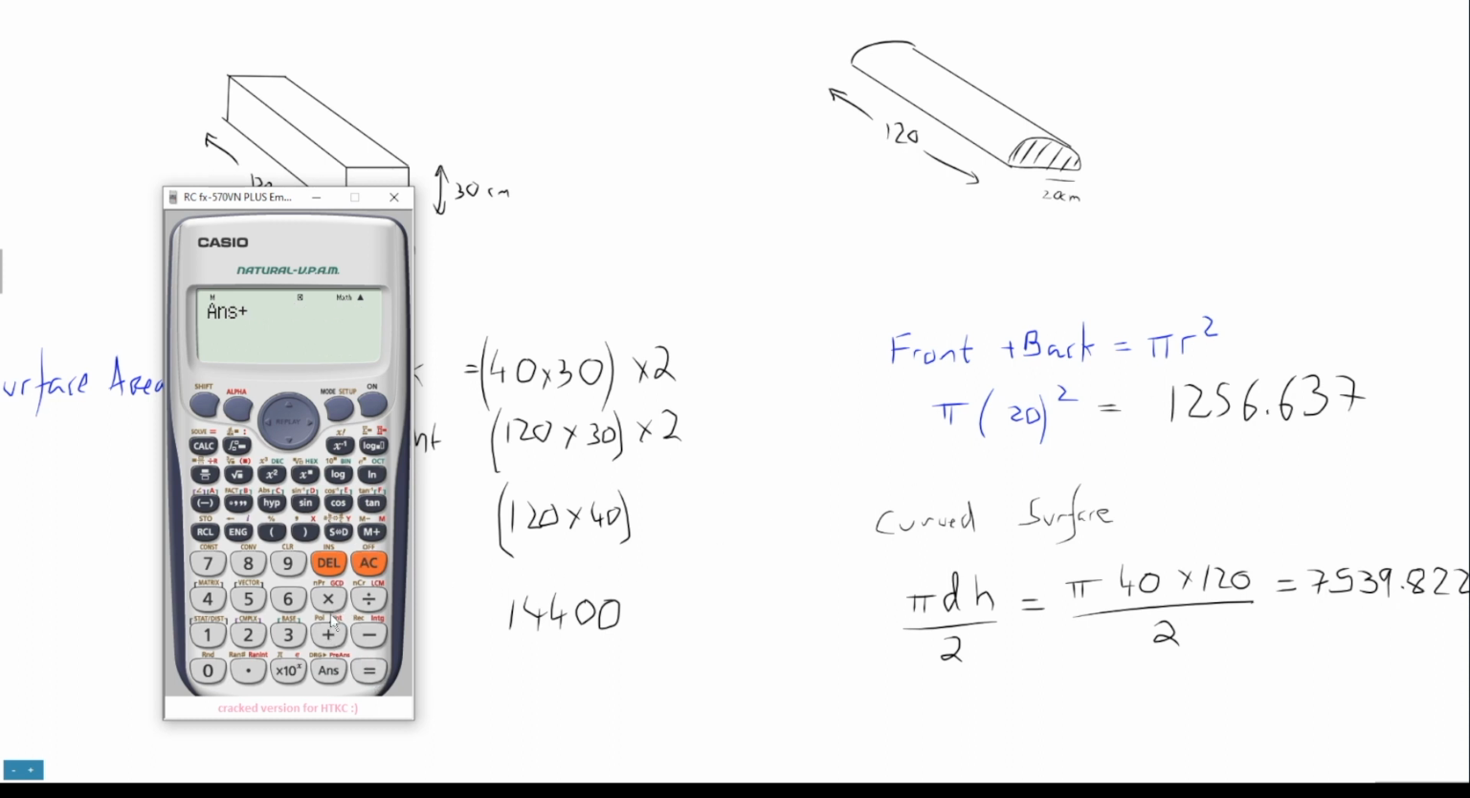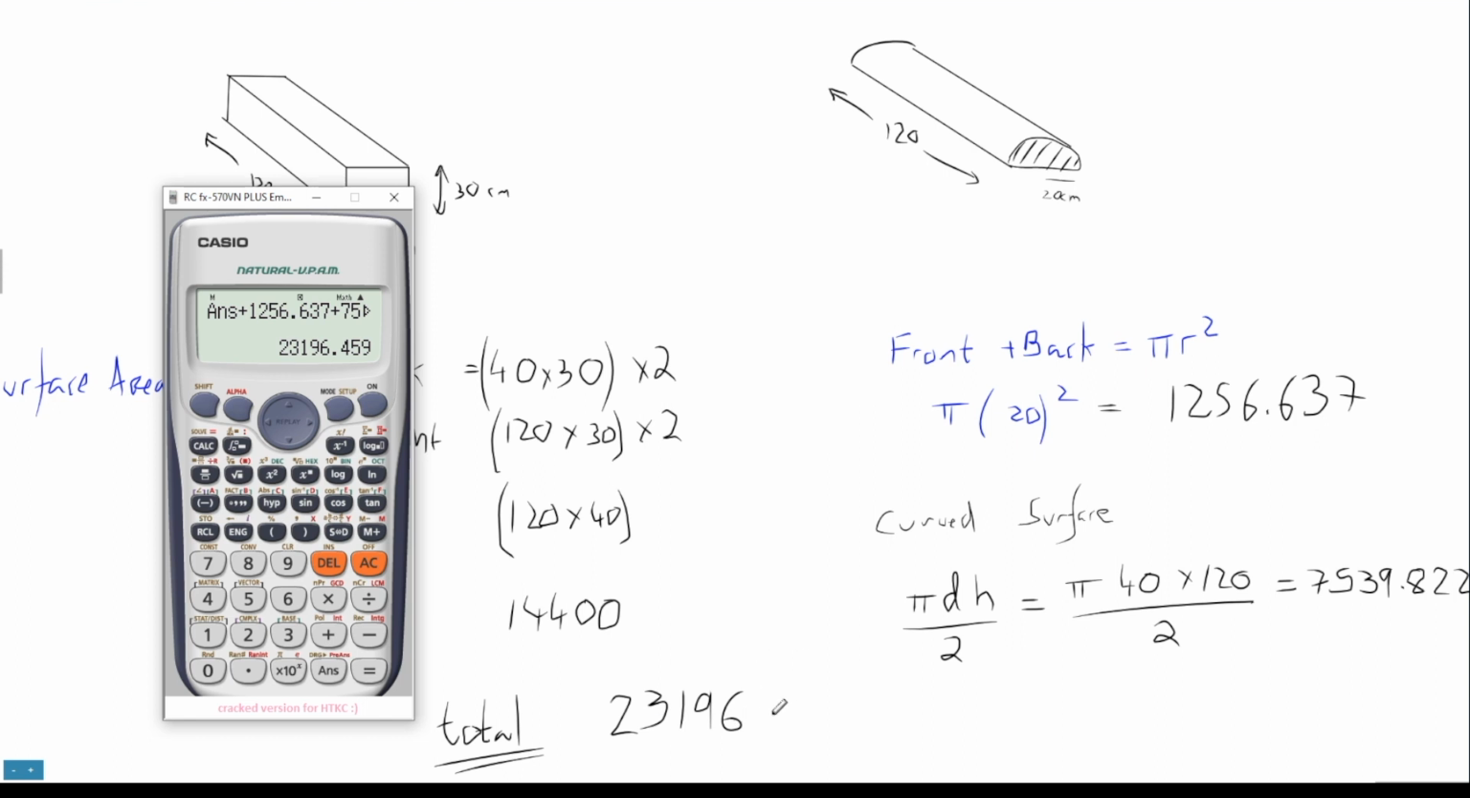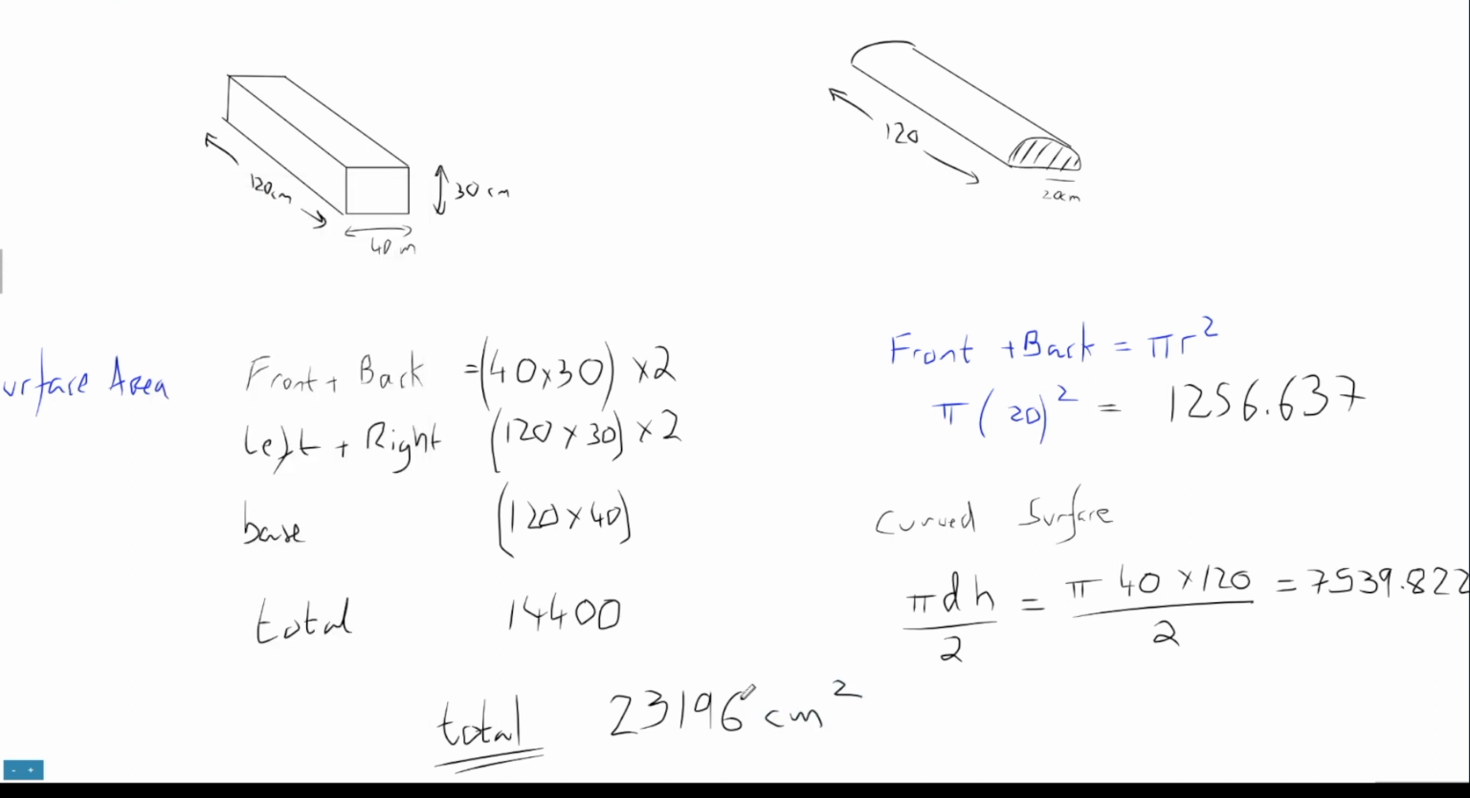Let's get 1440. We'll do 1256.637. Check that, looks good. Add on the last one, which is 7539.822. Put them all together and we get this as a total. Total is 2319.6. Total of the whole thing is 2319.6. Yeah, 0.4, so that's fine. Centimeters squared, because we're talking about surface area.